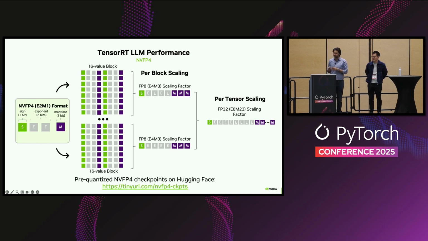Performant and quality-preserving recipes with NVFP4 are implemented in TensorRT Model Optimizer that generates a checkpoint that can be directly deployed with TensorRT-LLM. And we've published a number of these pre-quantized NVFP4 checkpoints for the most popular open source models and published them on Hugging Face at that link.